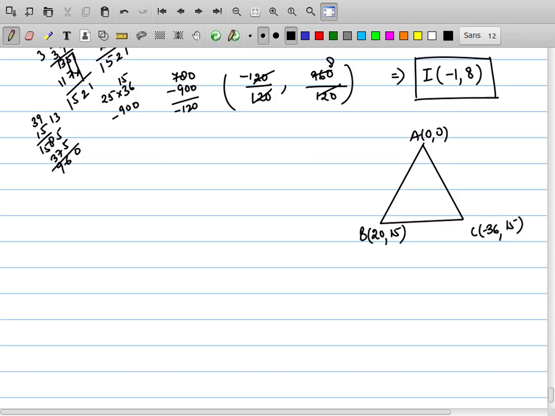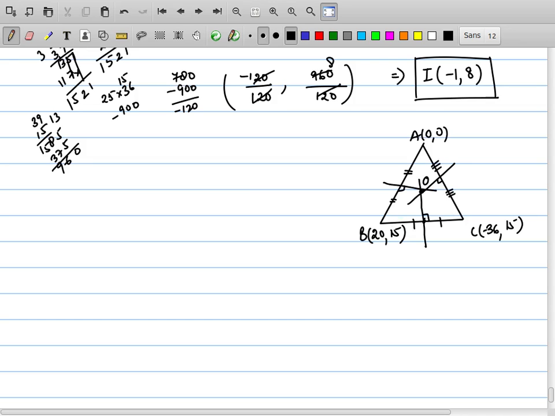Now what is the circumcenter? It is the point of intersection of the perpendicular bisectors of the sides. Now one thing you should remember in the case of perpendicular bisectors, the perpendicular bisector need not pass through the opposite vertex, but it will definitely pass through the midpoint of the side and will be perpendicular to the side. This is the circumcenter.